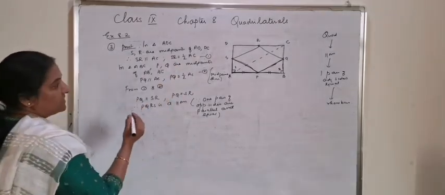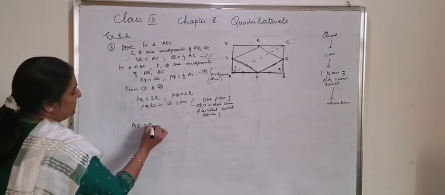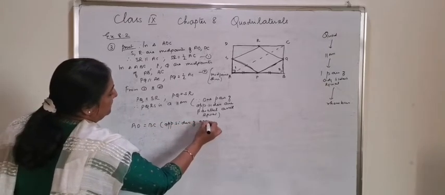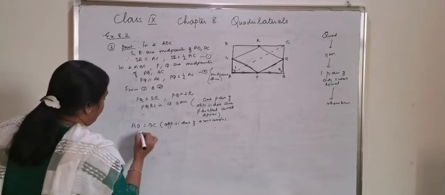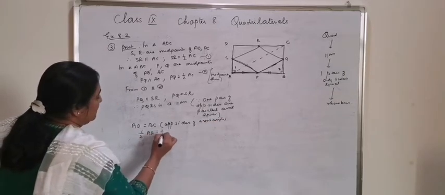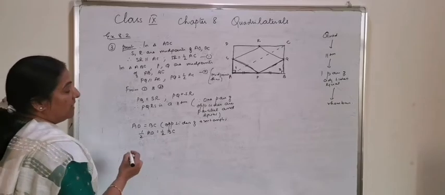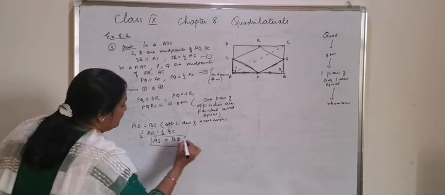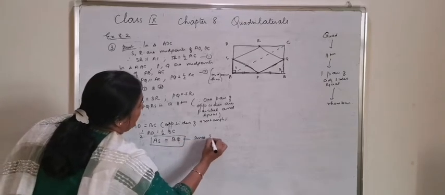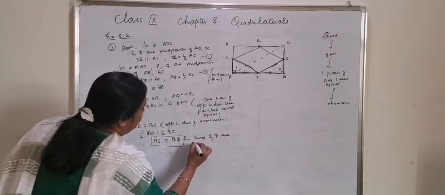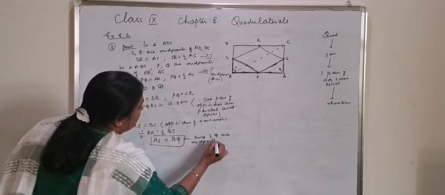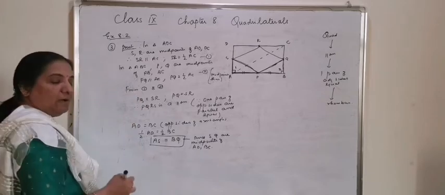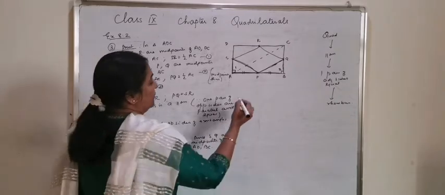So let's take first the part AD is equal to BC, opposite sides of a rectangle. Therefore, half AD is equal to half BC, or half AD can be taken as AS is equal to BQ, since S and Q are midpoints of AD and BC. Now you can prove the triangles are congruent.